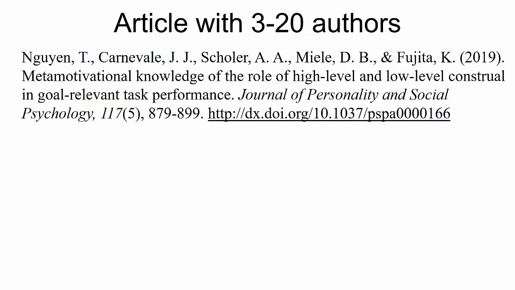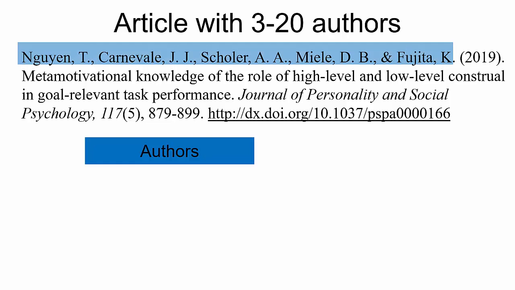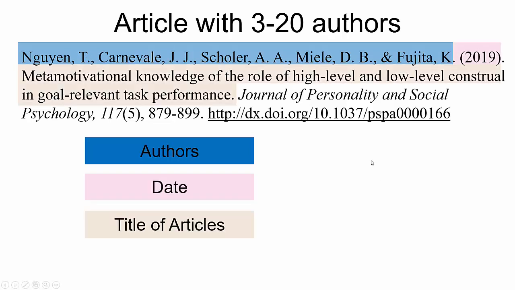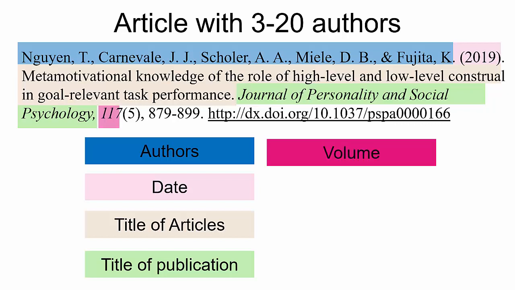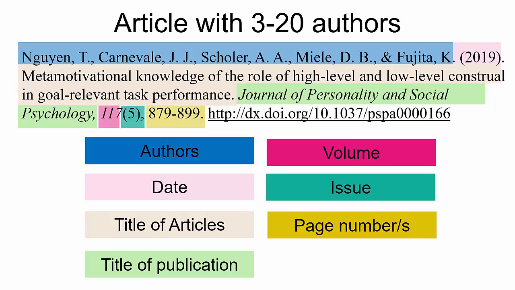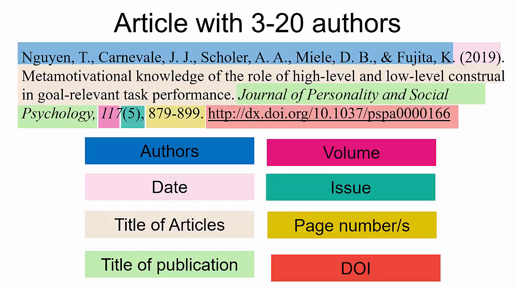Let's take a look at an article that has between 3 and 20 authors. You will list all of the authors. Same format as the others, except the only one that has the ampersand before the last name is the very last one. Date, title of the article, title of the publication, volume, issue, page numbers, and then DOI are the same format as our other examples.